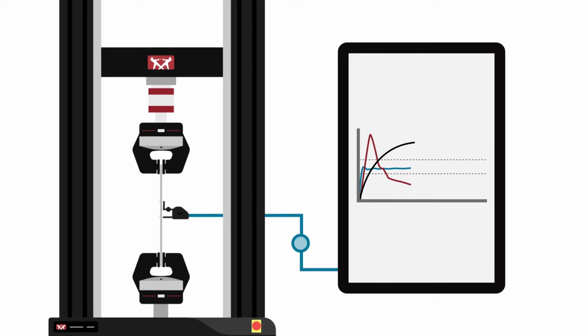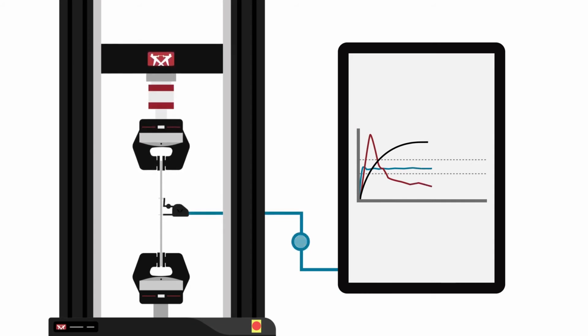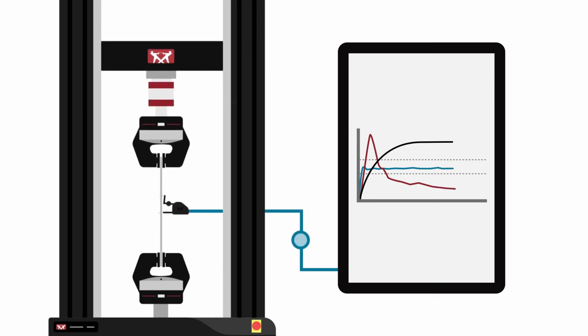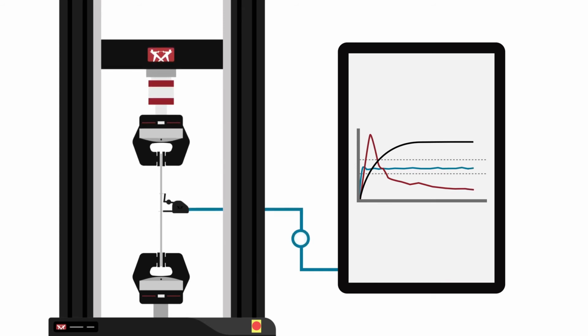Once the specimen begins to yield, there will be little to no increase in force, as the stiffness of the specimen reduces significantly. In order to comply with the standards, the machine has to respond quickly and slow down at yield in order to prevent any overshoot in strain rate.